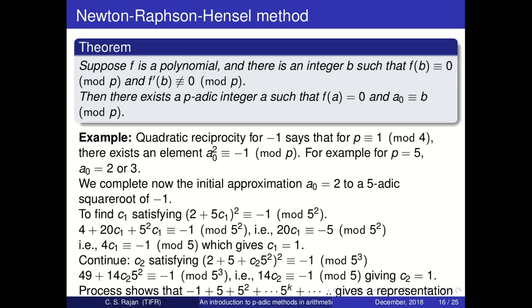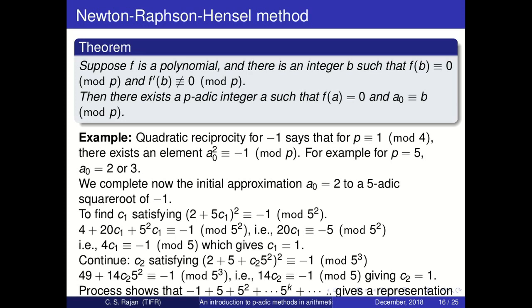So continue. What happens is 2 plus 5 plus 5 squared plus up to 5 to the power k. All the other coefficients of the powers of 5, you can check, will be equal to 1. So this gives you a representation of i, the fourth root of 1, where i squared is minus 1. That got cut out because I was trying to finish it on one slide. So this is the number which represents the complex number i, the imaginary quadratic, in the 5-adic integers: 2 plus 5 plus 5 squared plus and so on.